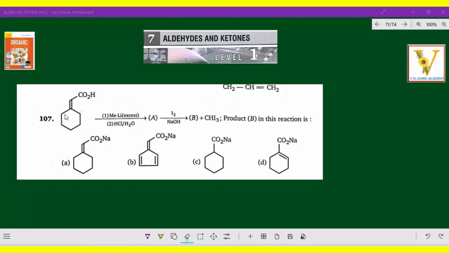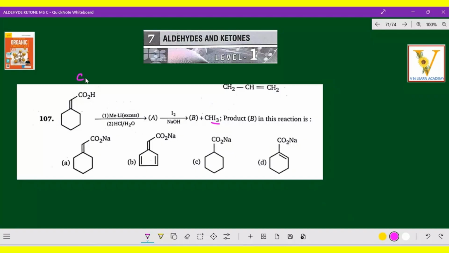The next question: the compound, this one, C double bond C COOH, so this is an acid group, combined with excess methyl lithium. So you will get compound A, and then this compound reacts with I2 NaOH. This is the iodoform test. So you are getting compound B and iodoform. That is okay. Now a simple trick I would like to tell you.